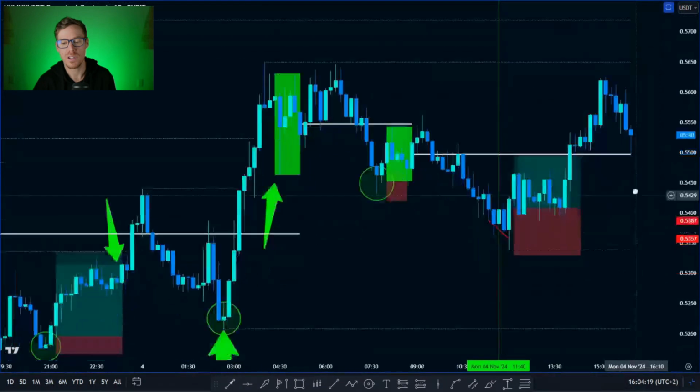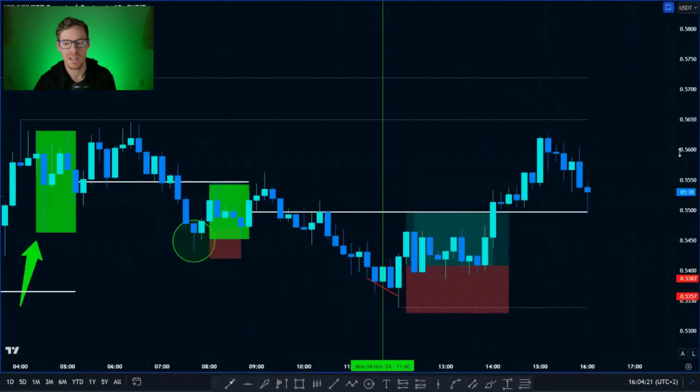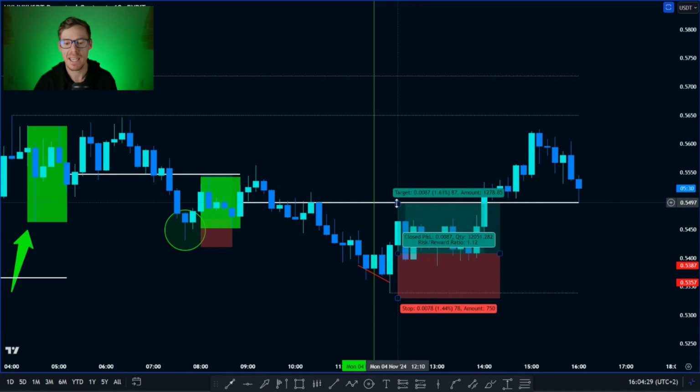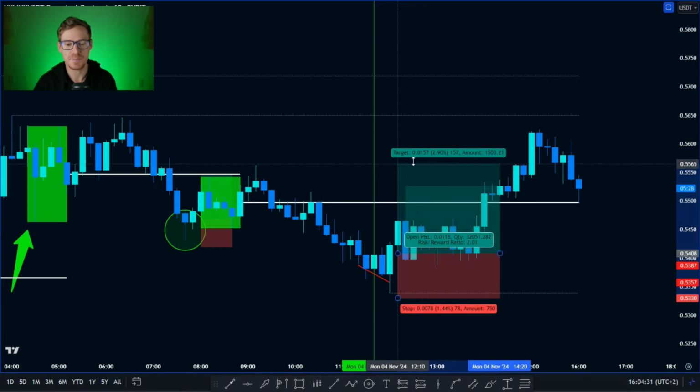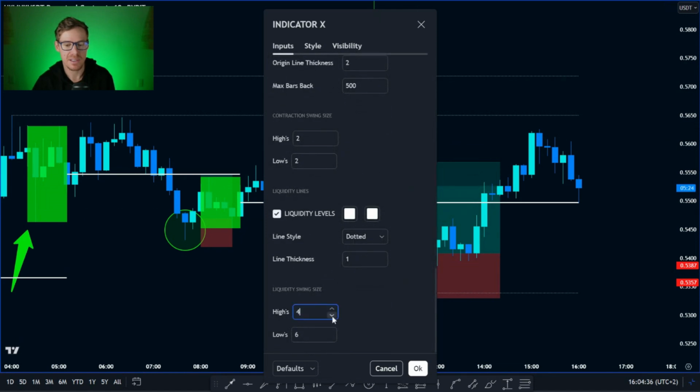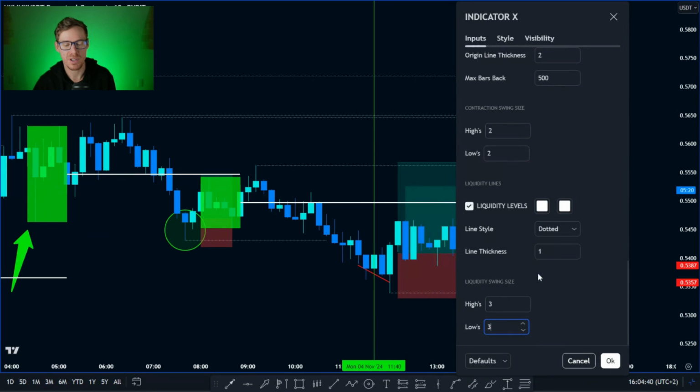Target number one would have been the value line. Remember, the first target is always the value line. Price loves to oscillate around these value lines. You have a high probability of price always going back to the value line. The second target would have been the liquidity line. I just want to add more sensitivity to these liquidity lines, so you can see there will be more of them produced on the chart.